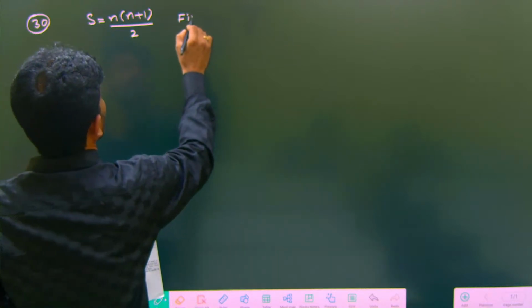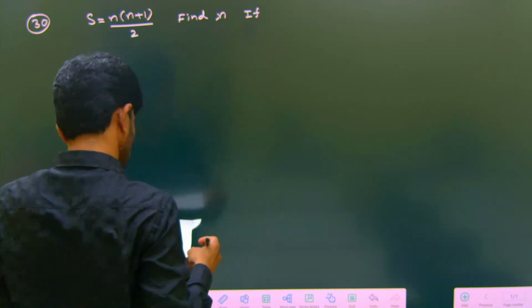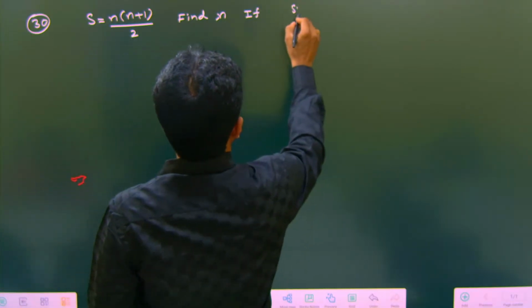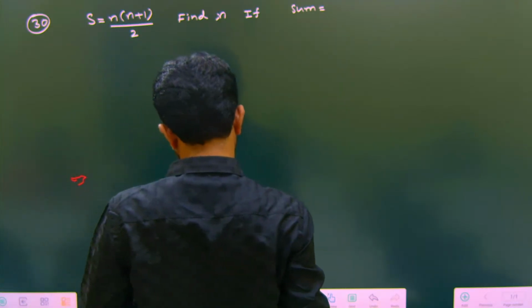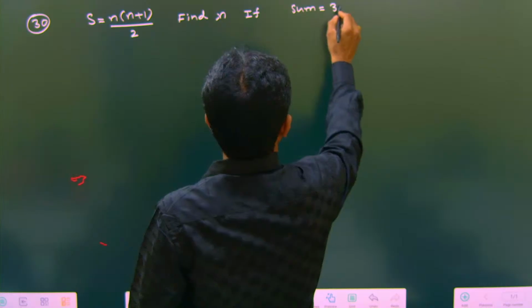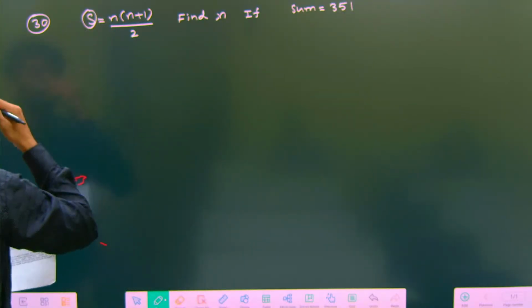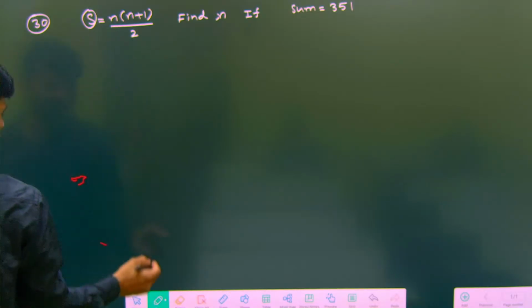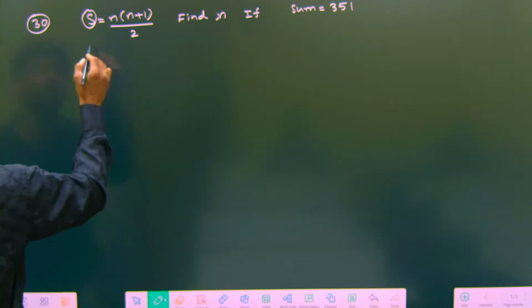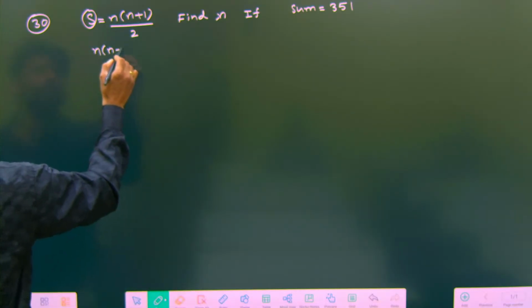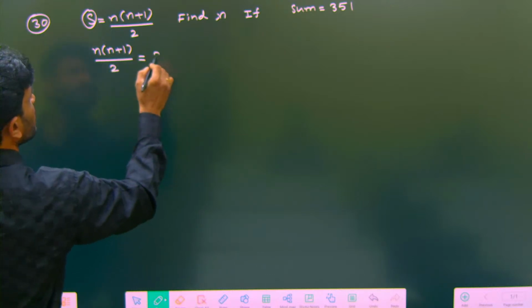5 level. If sum is equal to 3 into 1. Here the sum is already given, 1 to 5 level. So what we have to take is n into n plus 1 by 2 is equal to S, which is given as 350.